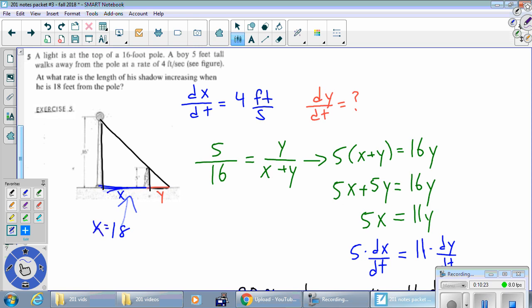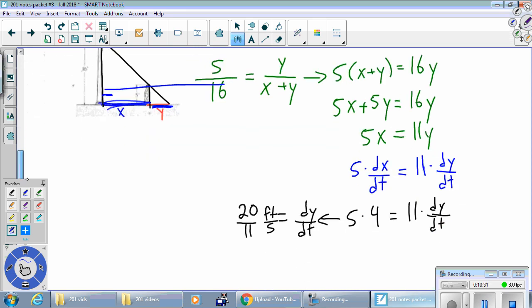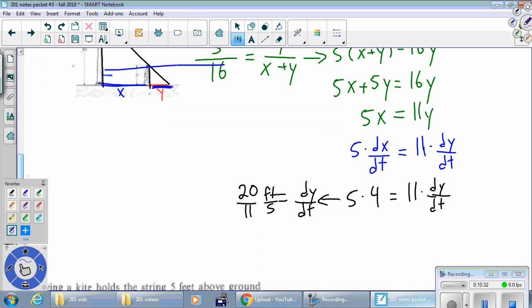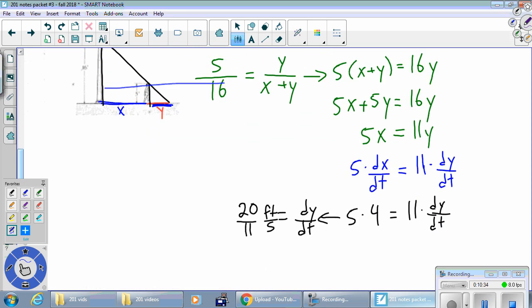But it turns out it doesn't matter whether he's 18 feet or 1 foot away from the pole or 200 feet away from the pole. The length of the shadow is going to grow at a rate of 20/11 feet per second, no matter where he is. So that's kind of a surprise. Not fast then slow, not slow then fast, but that growth rate is constant, always 20/11 feet per second.